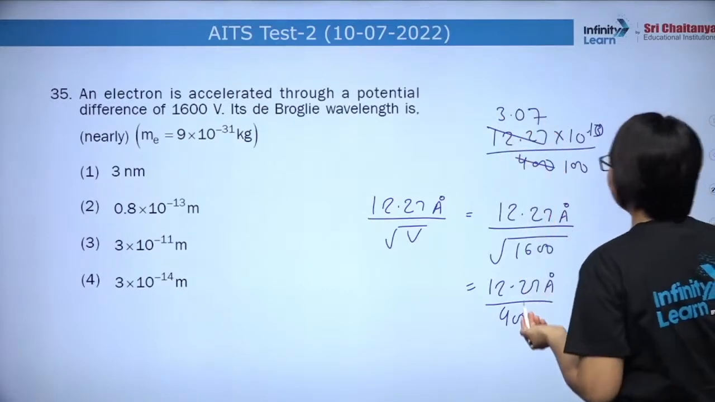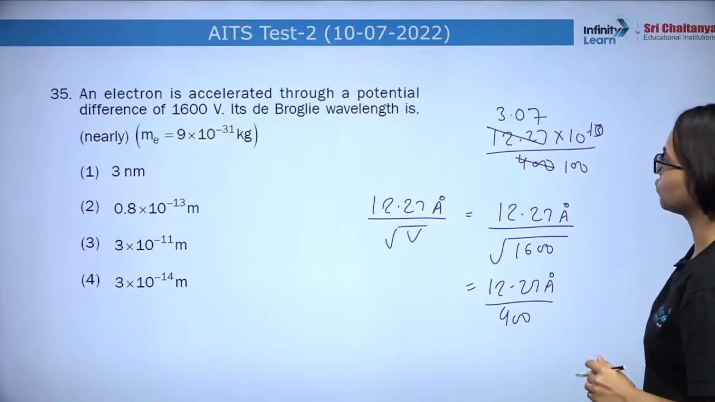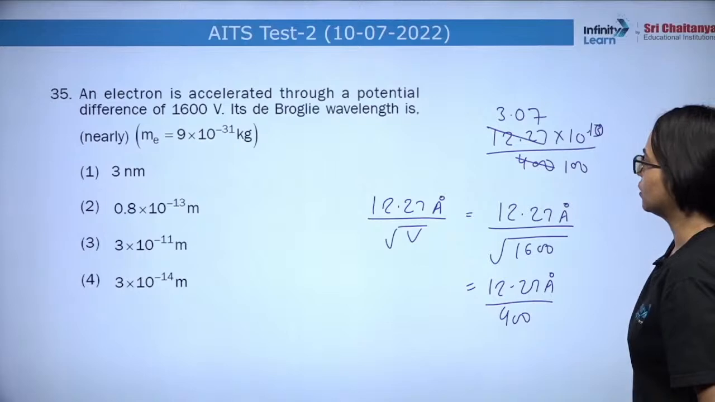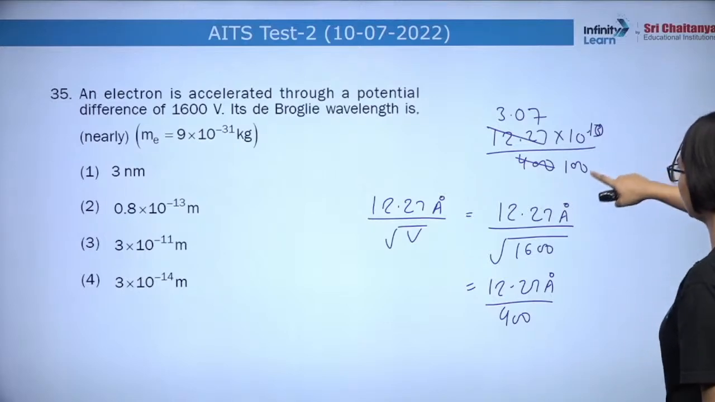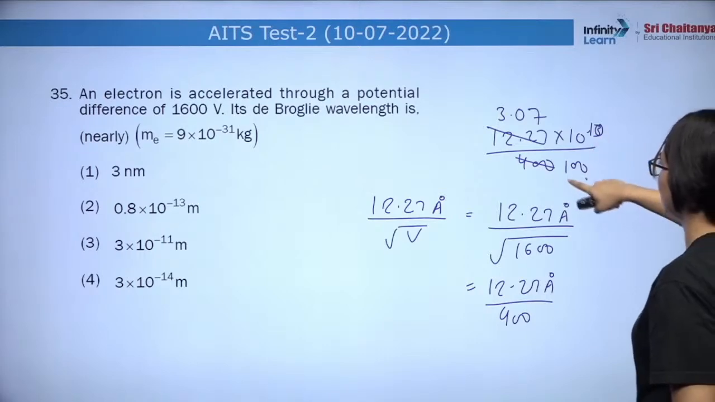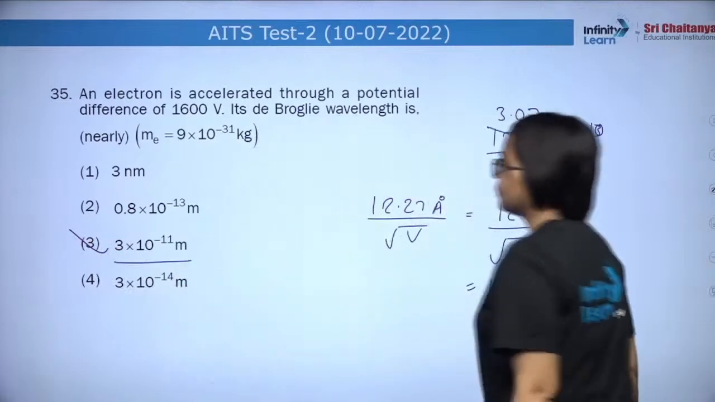So this is approximately 3.07 into 10 power minus 11 meter, sorry, 10 power minus 11, okay. So correct answer is option 3.